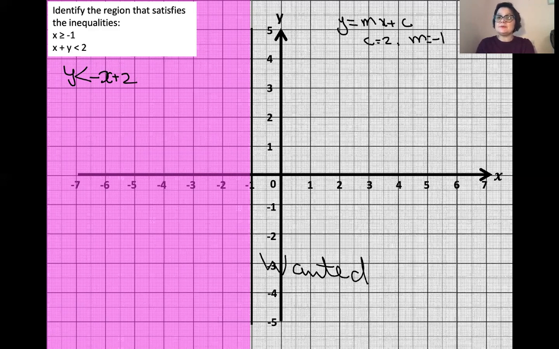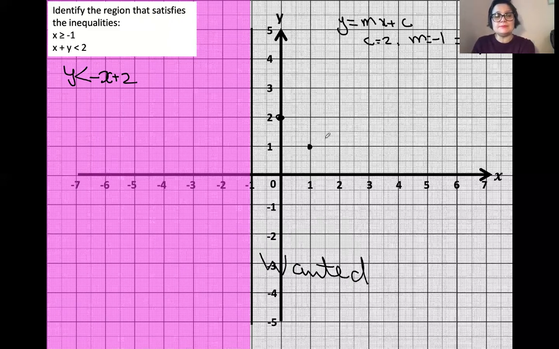I like to represent the gradient as a fraction. It could be -1/1, or it could be 1/-1, because I'd like to see a run and a rise, since we know the gradient is the change of y over the change of x. So let's plot. c is the y-intercept, so it's going to be this point here, and the gradient says 1 to the right and 1 down, so the next point is this one. Now we join the points with a line.